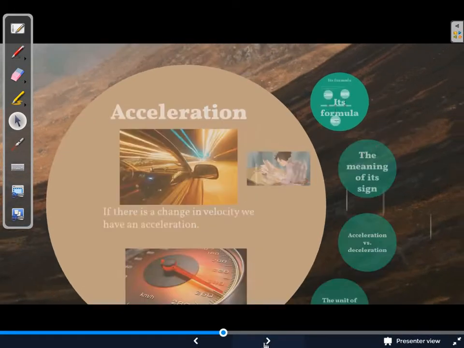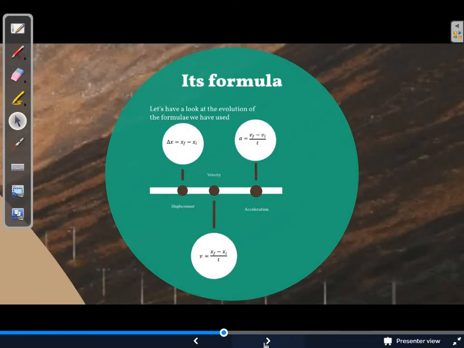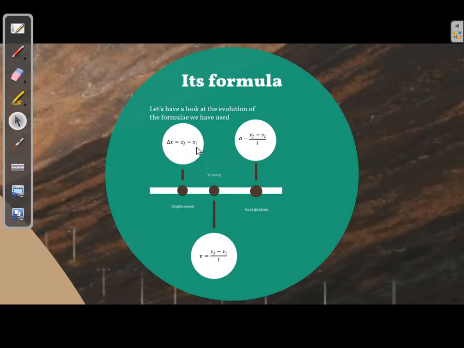So let's have a look at it, but before that I want to have a look at the evolution of the formulae we have used at the moment. First we started with the displacement, which is equal to final position minus initial position. And then we went to velocity, which is equal to final position minus initial position divided by the time. It's very similar to the one of the displacement, but here in velocity the time is divided. Finally, for the acceleration we have final velocity minus initial velocity divided by the time, and that means that the velocity is going to change. That's why we have two velocities here. So keep that in mind, because in acceleration we have two velocities, not one but two.